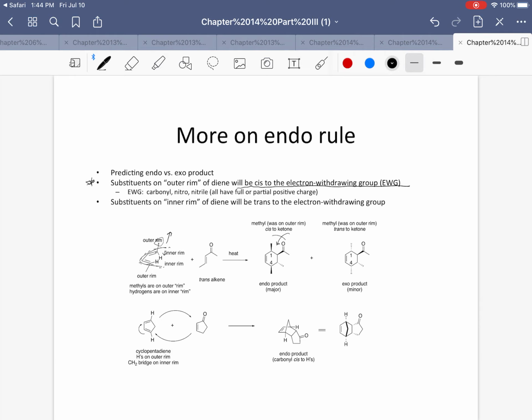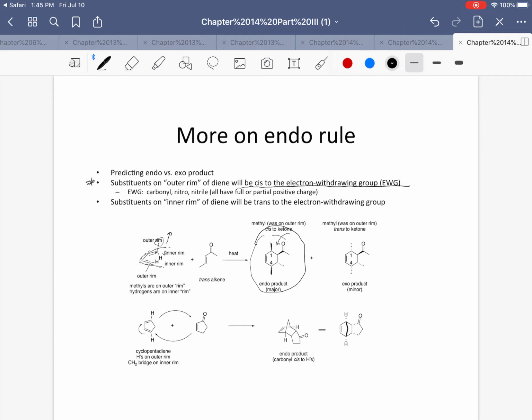The substituents that are on the outer rim are going to be on the same side as each other. So if that methyl is up at 1, then the methyl at 4 is also up. So this would be an adduct with 4 new stereogenic centers, but you're going to get just one major product.